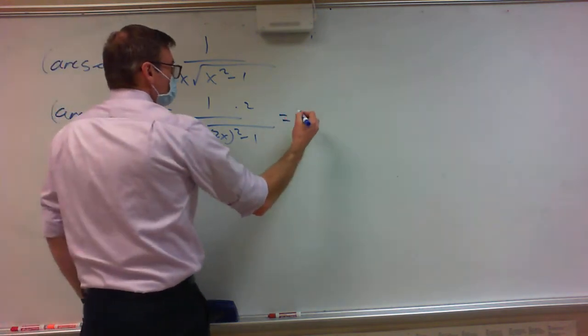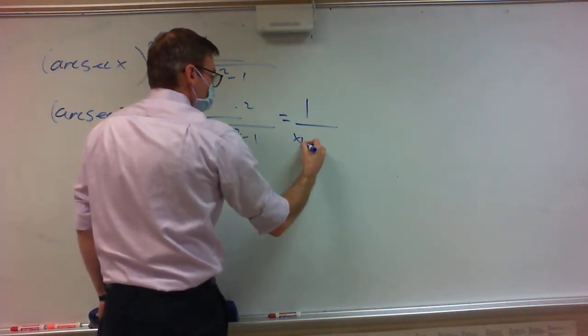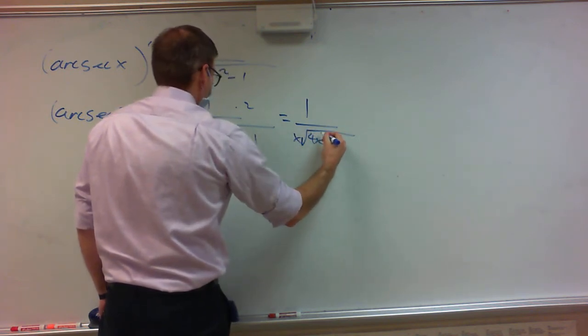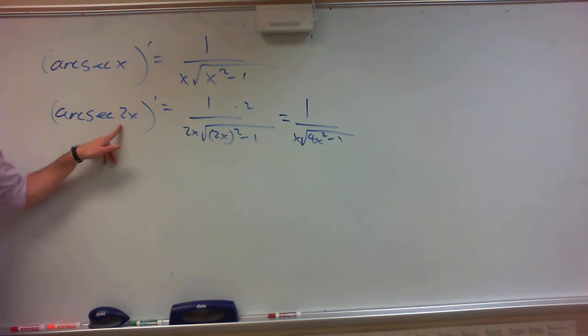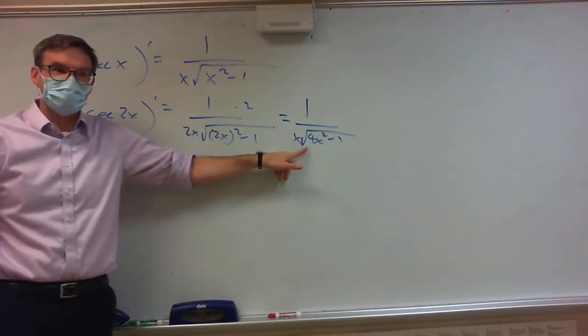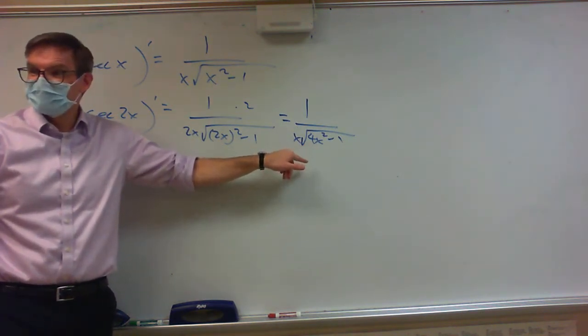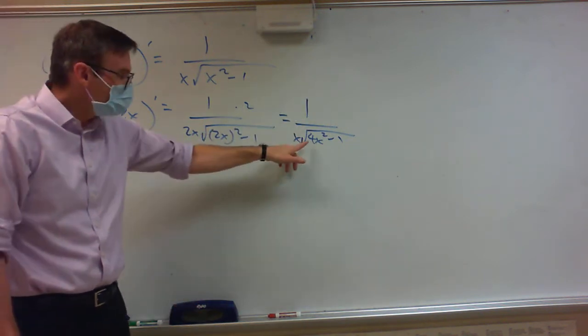And so now we end up with 1 over x times the square root of 4x squared minus 1. So what does the 2 do when it's right next to the x? It just puts a 4 here. You square it next to the x. It doesn't give you anything on the top. It just gives us the 4.